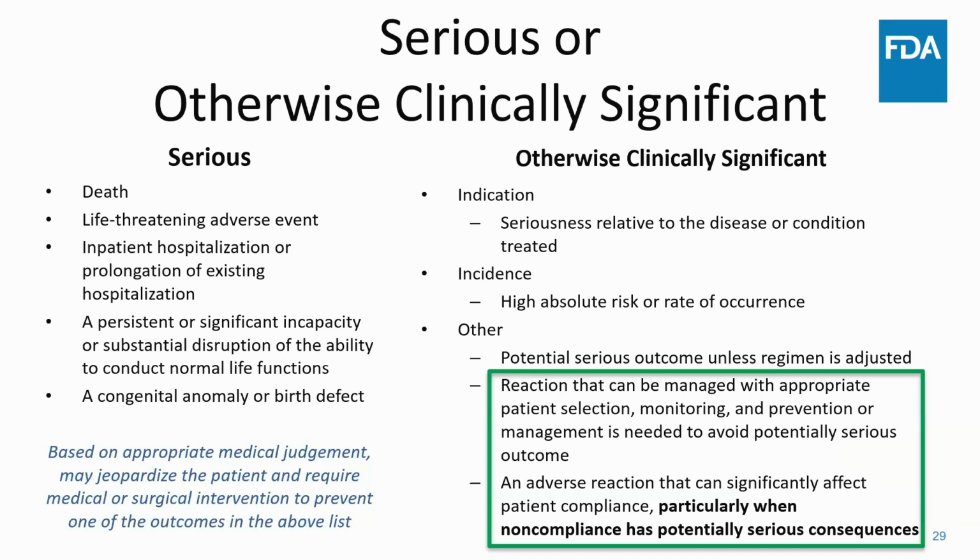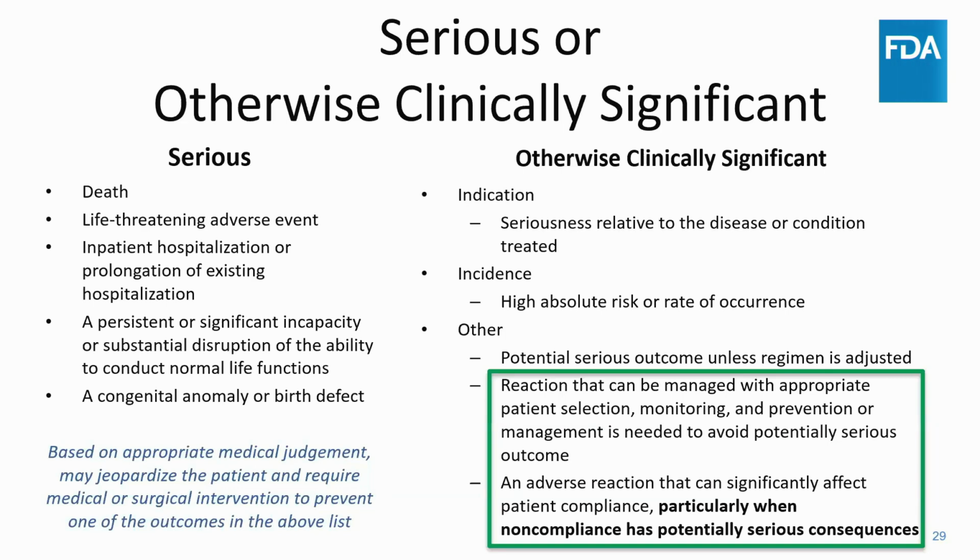We have this category of other that speaks more to the consideration of patient management. So for instance, something can be clinically significant if there's a serious outcome unless the regimen is adjusted, or if patient selection would have an effect on the likelihood that a patient would or wouldn't experience the adverse event.